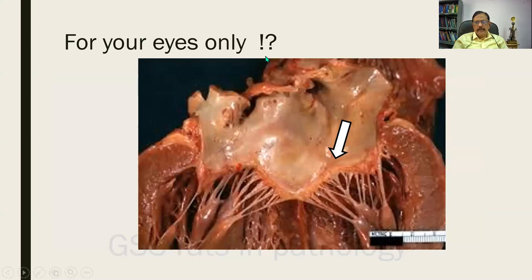For your eyes only, no? So, it's supposed to be a famous movie.